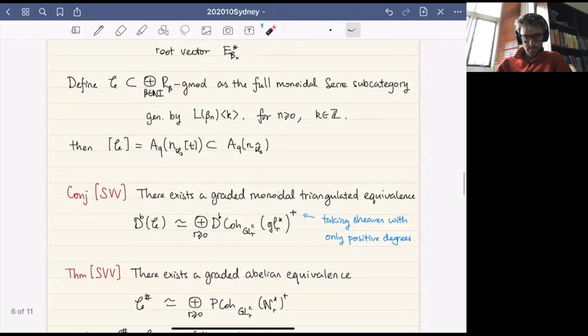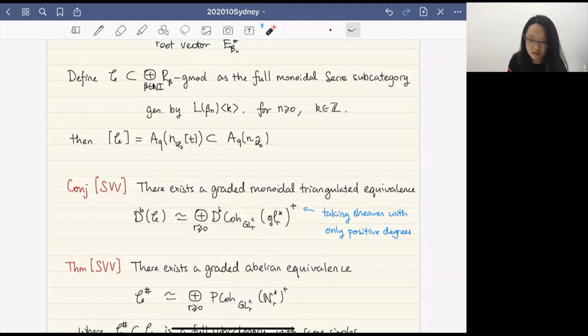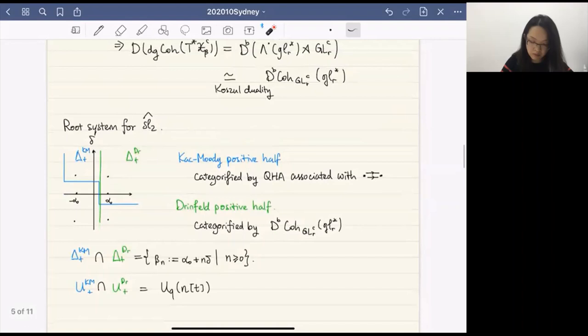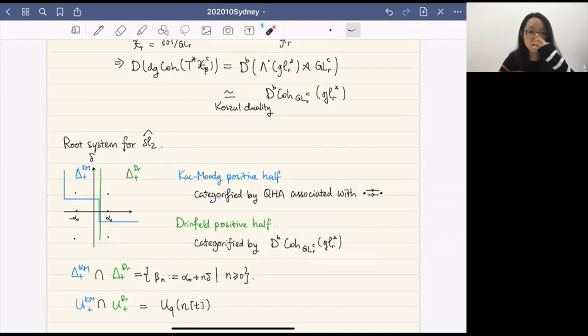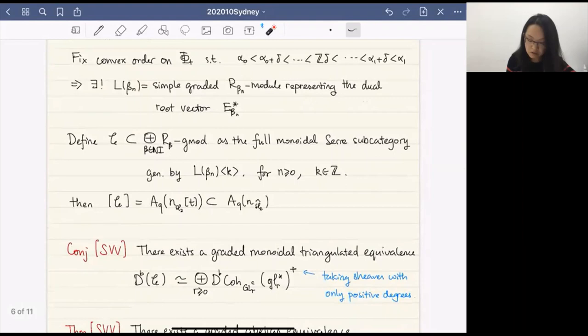And then, first of all, here is something you would naturally expect: there is a graded monoidal triangulated equivalence between the derived category of this category C here and the category of coherent sheaves appearing in this setting. As I explained above for the SL2 example, on the coherent side, what appears is the derived category of coherent sheaves on GLR dual. And inside it, this categorifies the whole N T inverse. So inside it, you need to take those corresponding to the positive loop part. This corresponds to taking the subcategory with sheaves only in positive degrees.